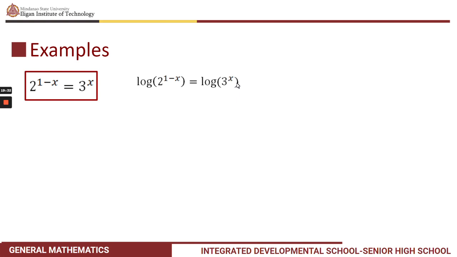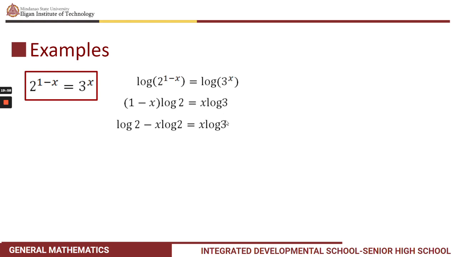Okay, so if we have that one, we can now use our theorem. We have your exponent na 1 minus x and also x. So what will happen? We'll have 1 minus x times log of 2 and then x times log of 3. So naging coefficient lang yung exponents natin. So you distribute, you'll get log of 2 minus x log of 2 equal to x log of 3.